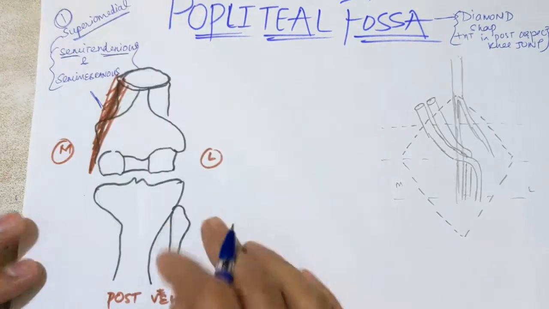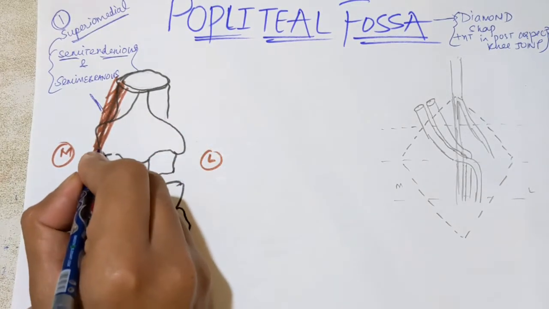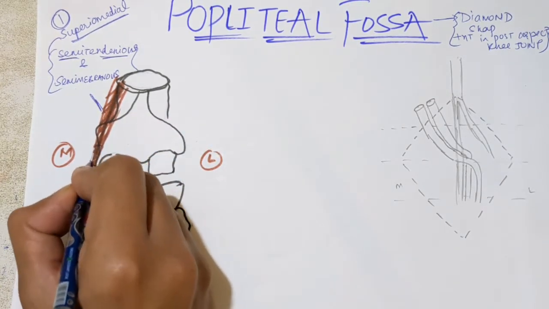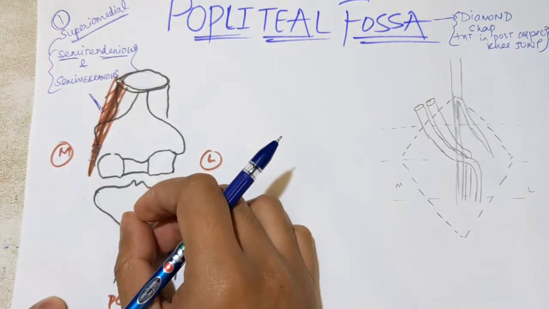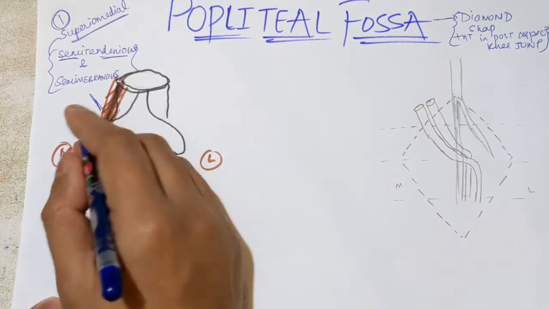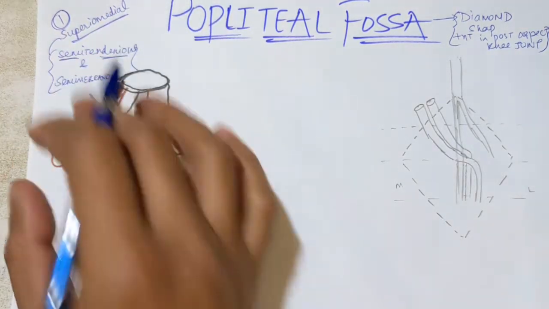So the first boundary is formed by these two muscles, and you can see the tendon of the semimembranosus attaching here. Here you can see the tendon of the semitendinosus muscle. Some more muscles, gracilis and sartorius, you can also see here as supplementing muscles in the formation of the superior medial boundary.